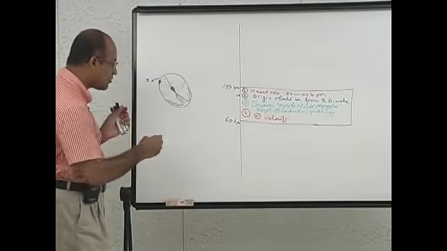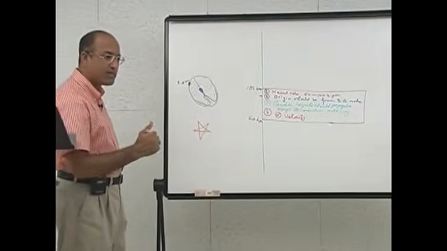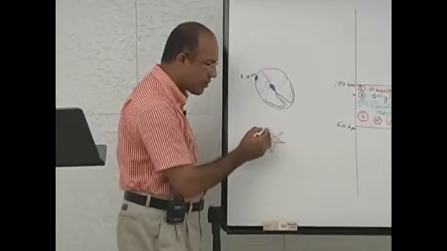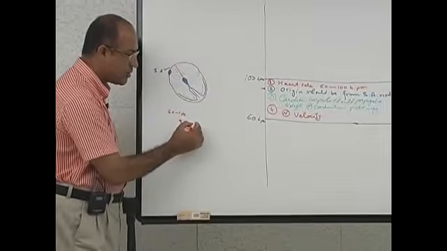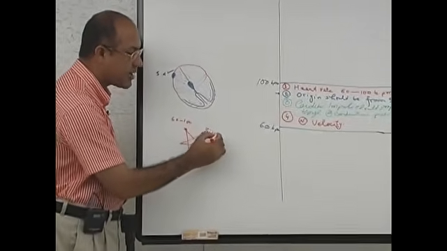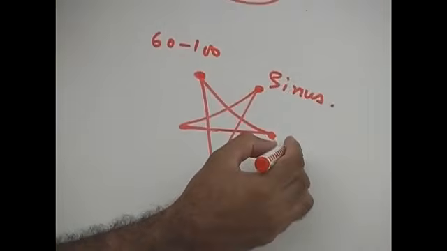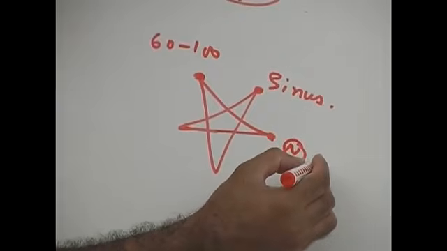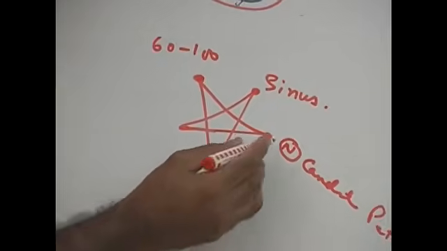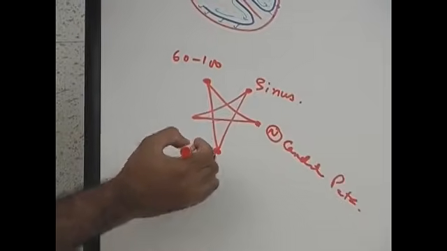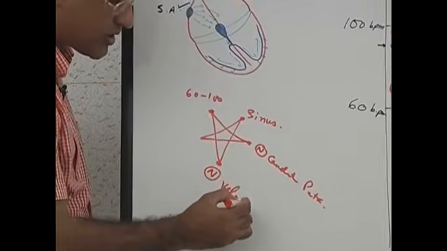So it is just like a 5-pointed star. You can get a star for normal rhythm, which has how many points? 5 points. Point number 1, rate is between 60 to 100. Point number 2 is every beat is of sinus origin. Point number 3 is that there should be a normal conduction pathway, right? And then point number 4 is that it passes through the normal pathway with normal velocity.